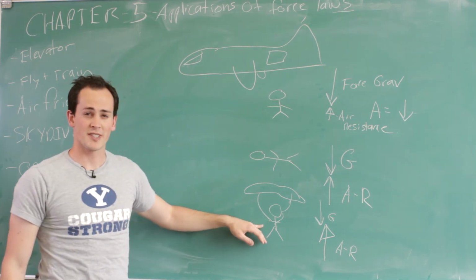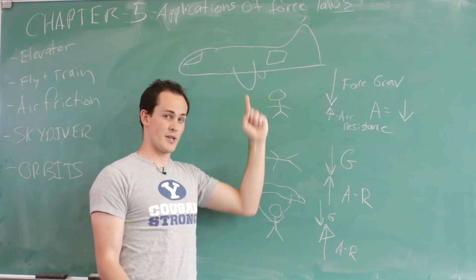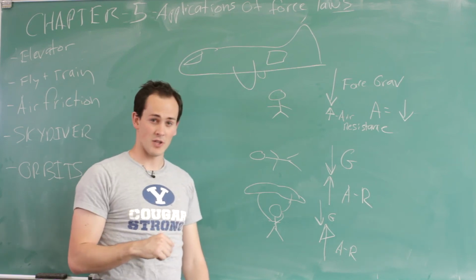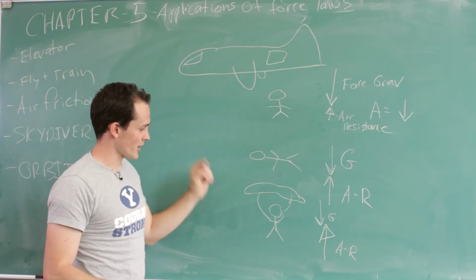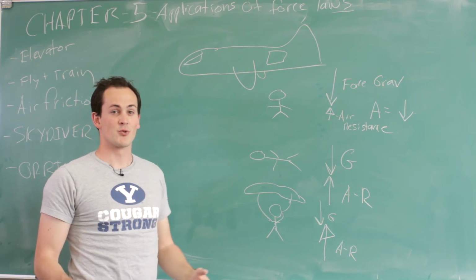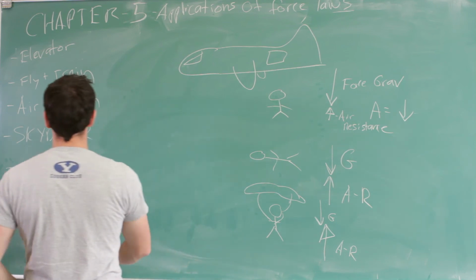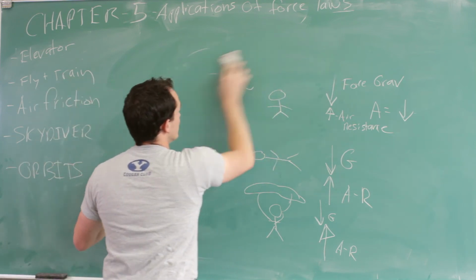So what happens? Our skydiver slows down. He accelerates upward even though he is moving downward. His velocity is downward, he accelerates upward and slows down to the point where the skydiver is able to drift, glide slowly towards the ground and land safely. Let's do a final example.